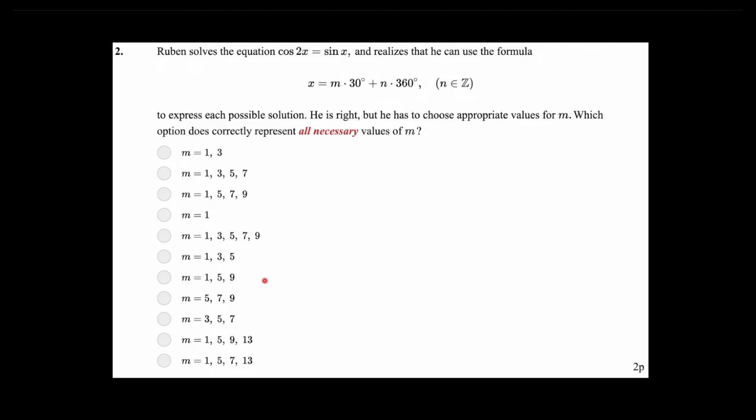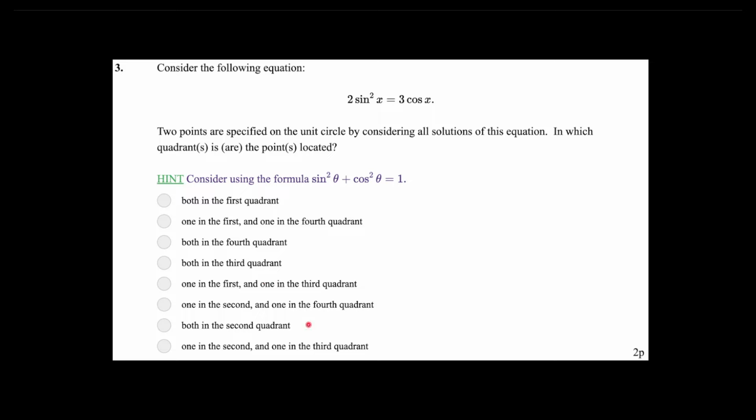Okay? So finally, the last problem. Consider the following equation. 2 sine x squared equals 3 cosine x. 2 points are specified on the unit circle by considering all solutions of this equation. In which quadrant or quadrants are the points located?